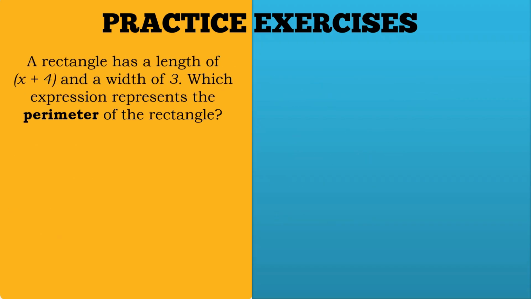A rectangle has a length of x plus 4 and a width of 3. Which expression represents the perimeter of the rectangle? A, 3x plus 12. B, 2x plus 14. C, 6x plus 8. Or D, 2 times the quantity of x plus 4 plus 3. What do you think the answer?